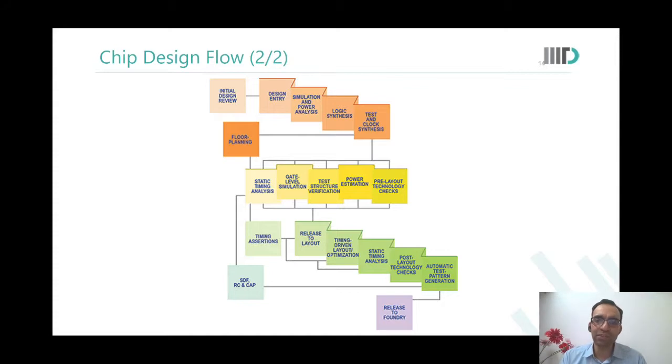But otherwise, gate level simulation is okay. My car is starting fine. It is receiving inputs from all the different sensors. It is working fine. That is gate level simulation.